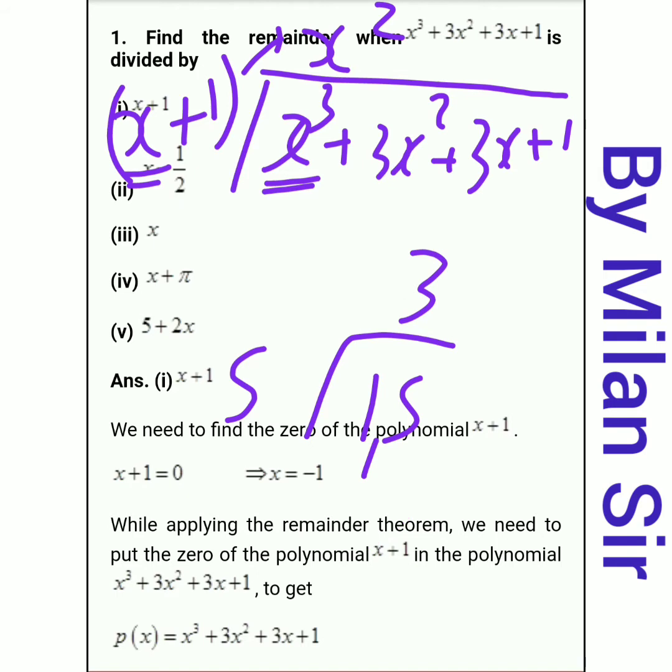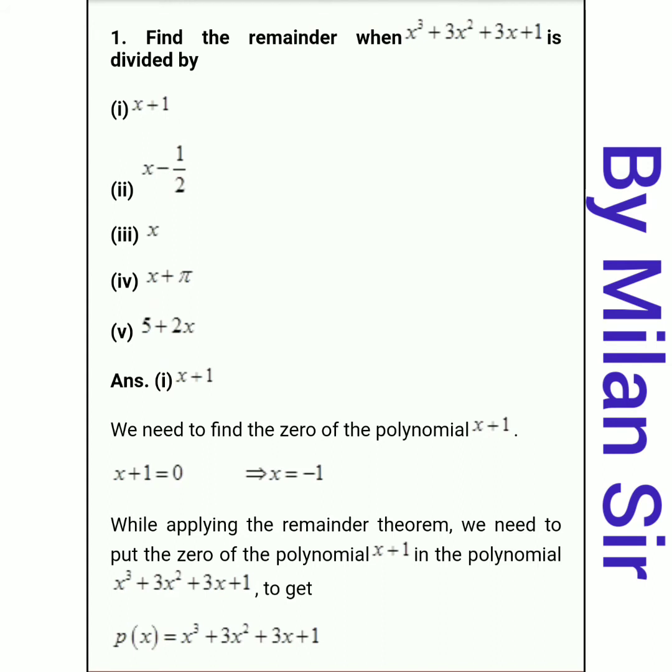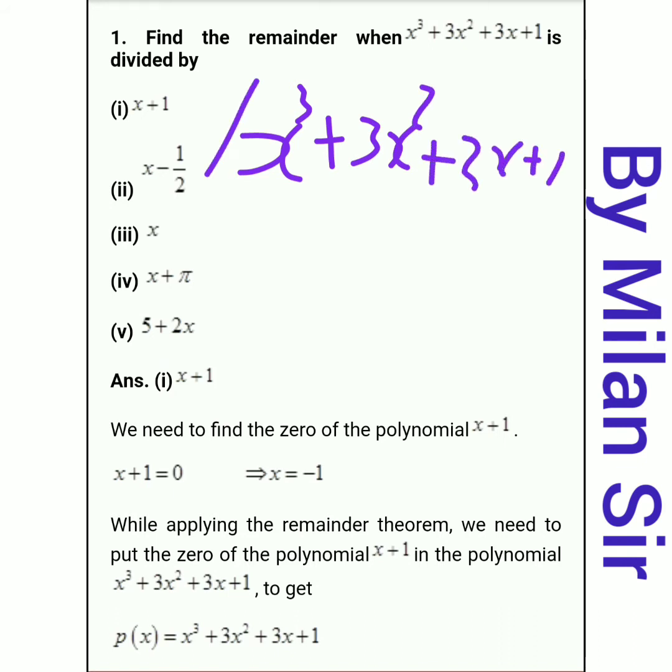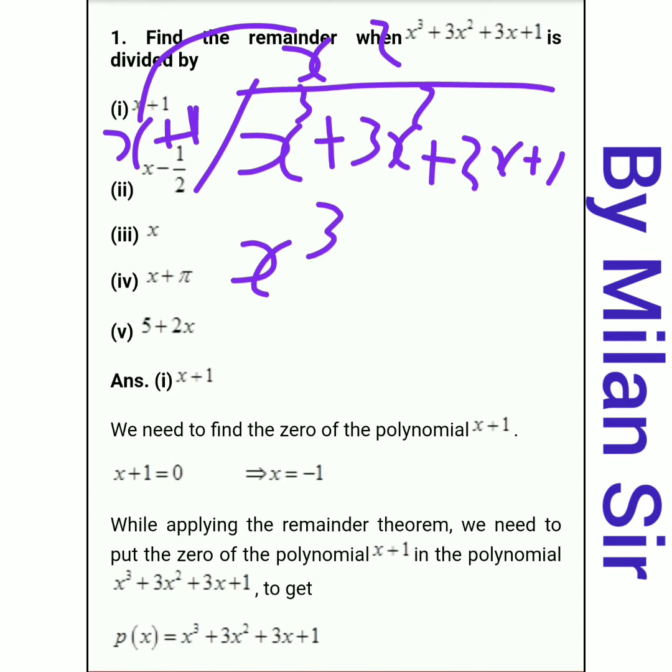First we multiply these two things. Here we have x plus 1 and x square. x square with x is x cube, and x square with 1 is x square. We write the answers here and do the subtraction. For subtraction, change the signs: plus becomes minus, plus becomes minus.